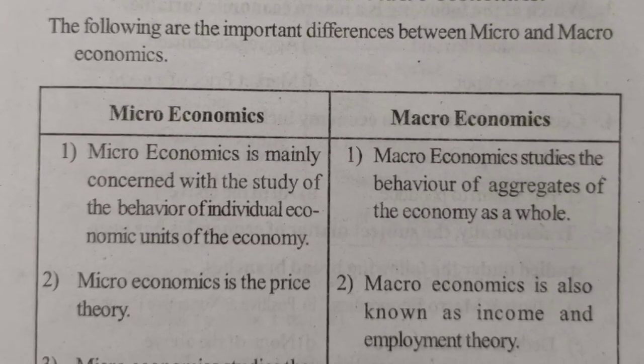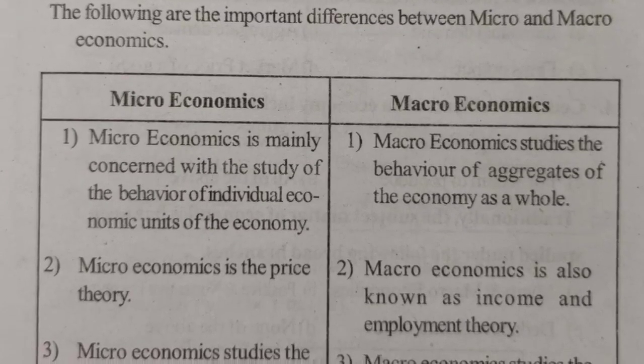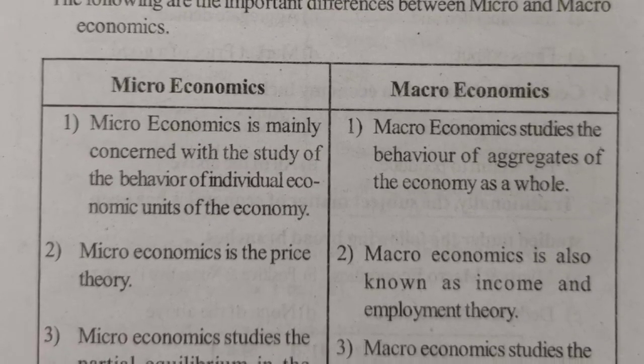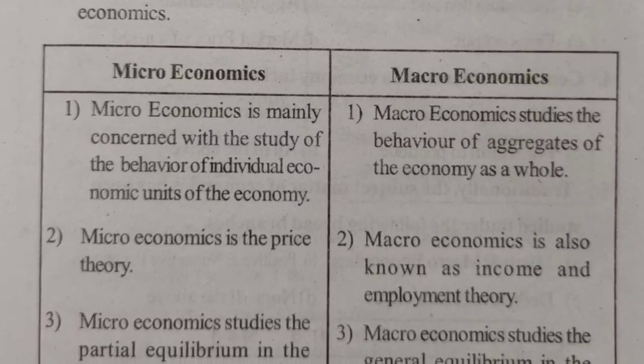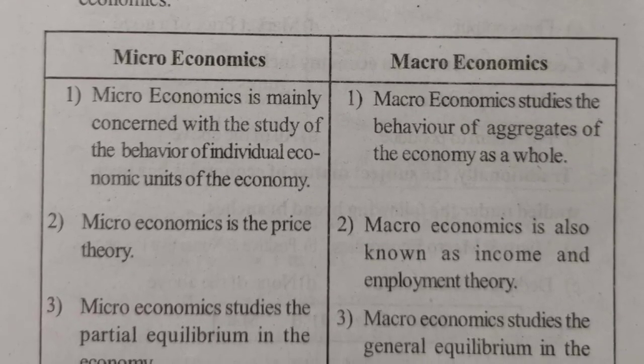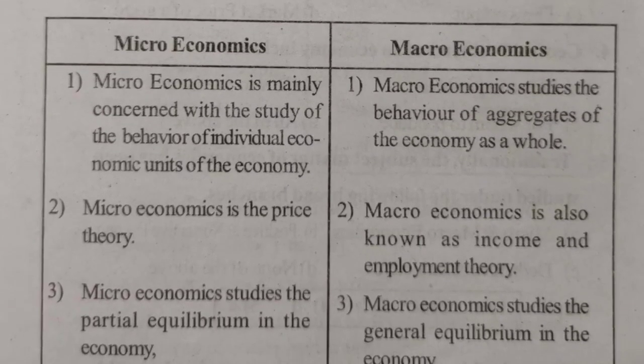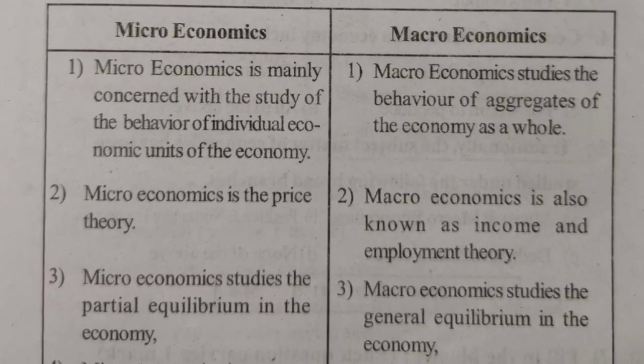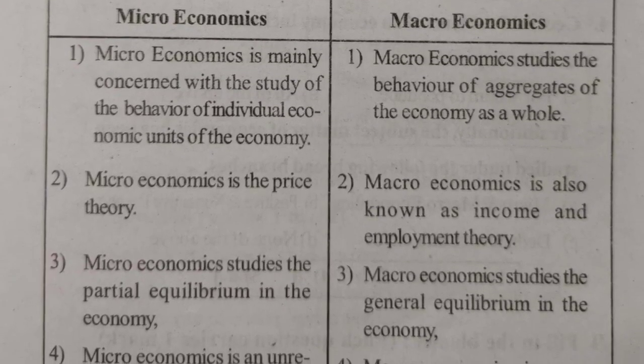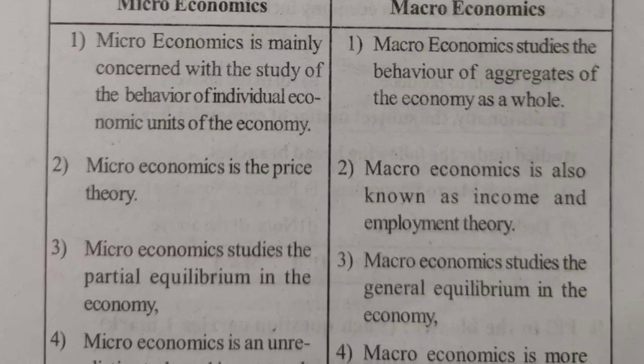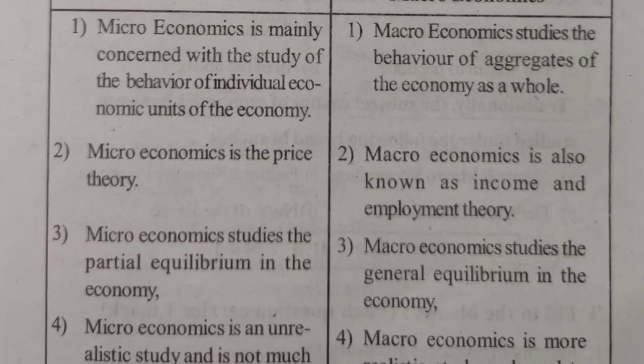Then we learned the centrally planned, market economy and mixed economy. Centrally planned means it is controlled by the government. The market economy is controlled by private, and the mixed economy is controlled by both private and public.